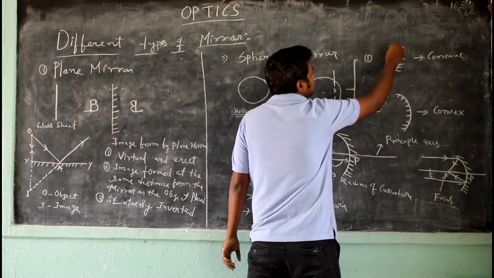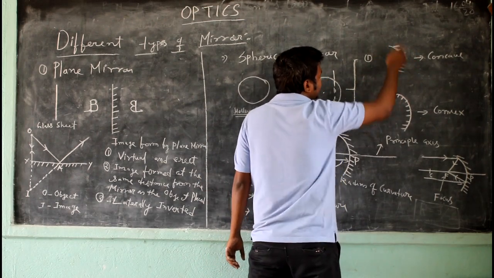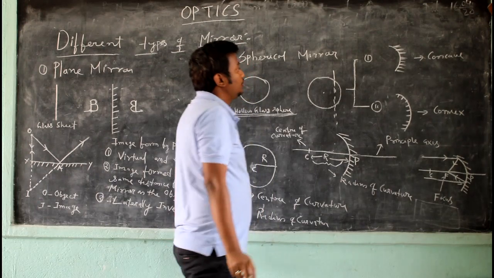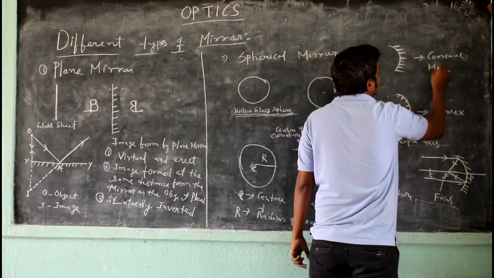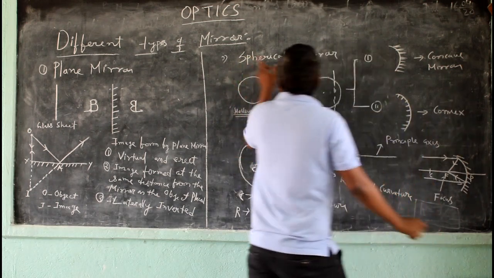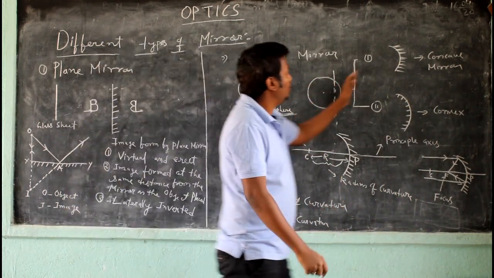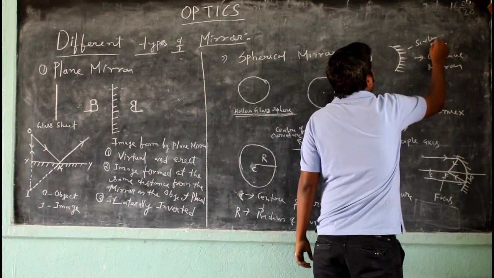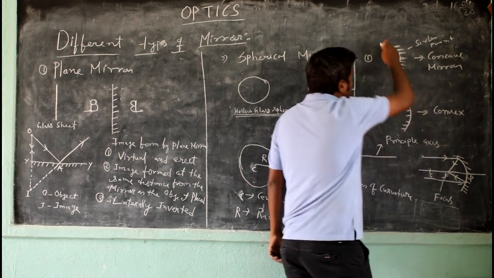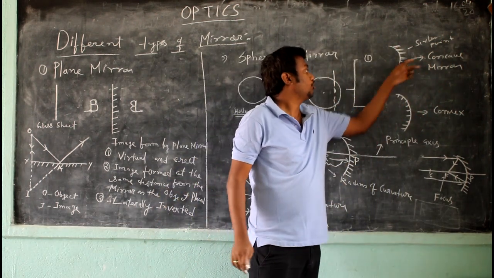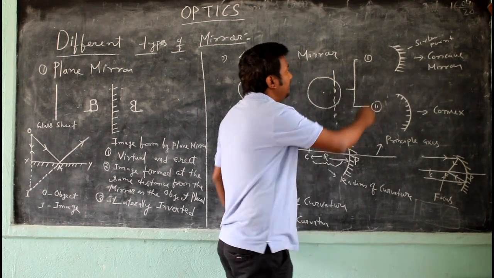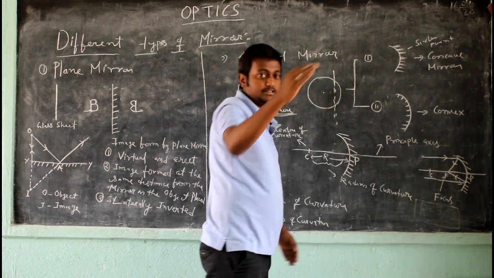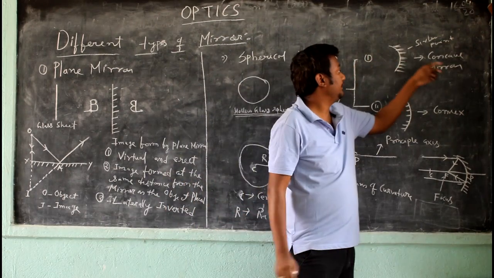If you paint the outer side of the slice which you cut, then this type of mirror is called a concave mirror. There are two types of spherical mirror. One is concave. When you apply the silver paint on the outer side or the outer curve, it will be the concave mirror. Why is it concave? Because the reflecting surface appears like a cave. You can see like this. This is called a concave mirror.